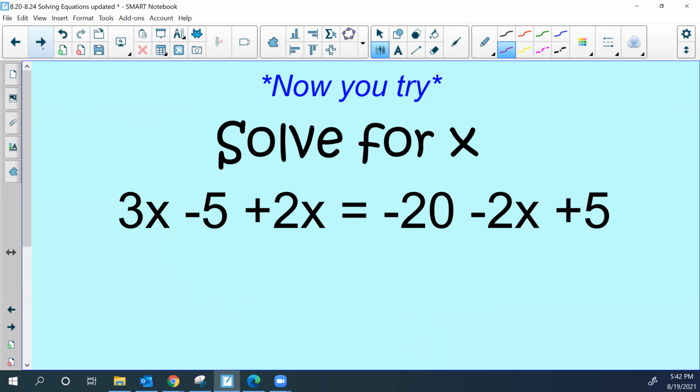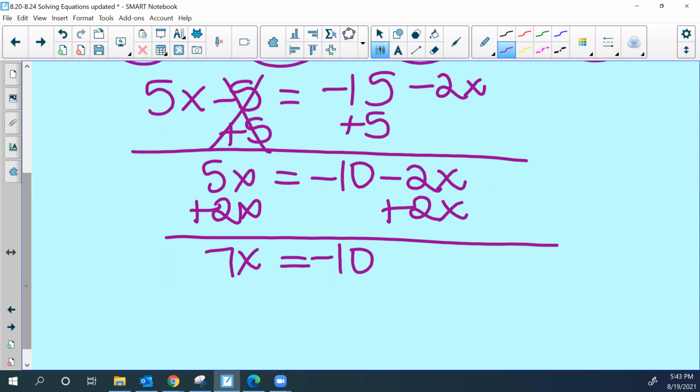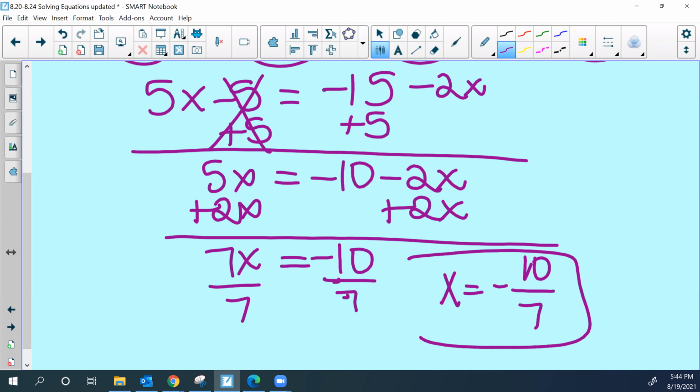All right, you go ahead and try this problem. All right, so hopefully you have tried to work this out on your own already. Here is where I have gotten to. I combined my like terms, I moved my variables to one side, constants to the other. Now I'm on the last step. I need to go ahead and get my X alone. So I have to divide everything by 7 to give me X equals -10/7 as my final answer.